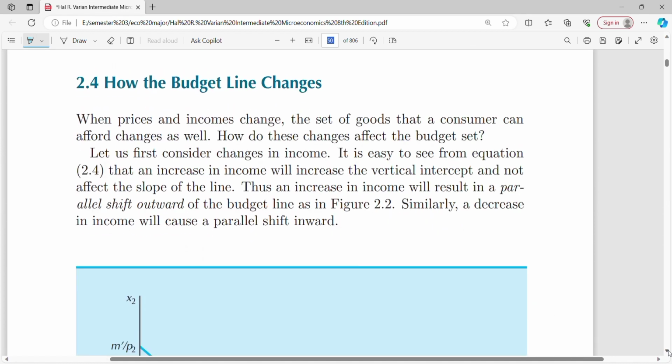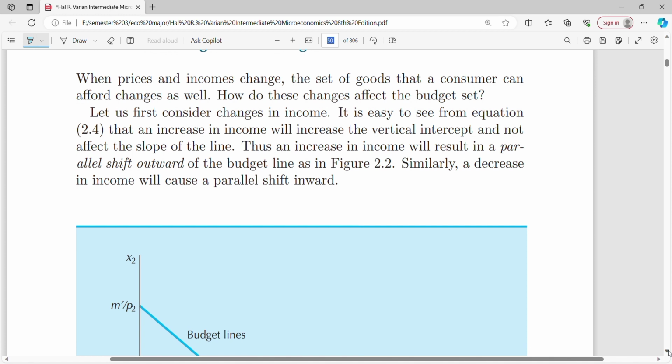Next, 2.4, how the budget line changes. The budget line mainly consists of the income and prices, right? Prices of the goods and income of the consumer. So when the price and income change, the set of goods that a consumer can afford also changes. So how does this impact the budget line?